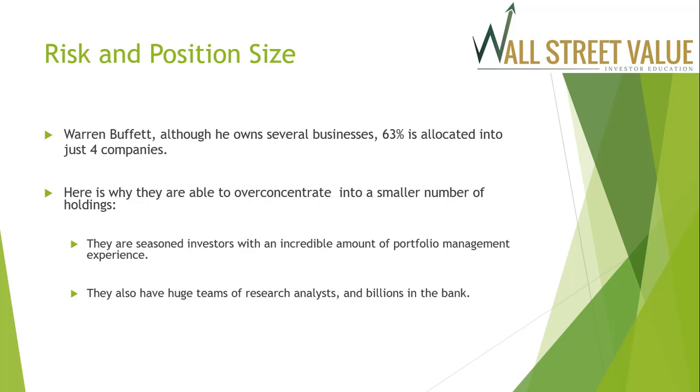Warren Buffett, as we already mentioned, owns several businesses, but 63% of his $90 billion portfolio is allocated into just 4 companies. Here's why they're able to over-concentrate into a smaller number of holdings. They are seasoned investors with an incredible amount of portfolio management experience, and they also have huge teams of highly paid research analysts, as well as billions in the bank.